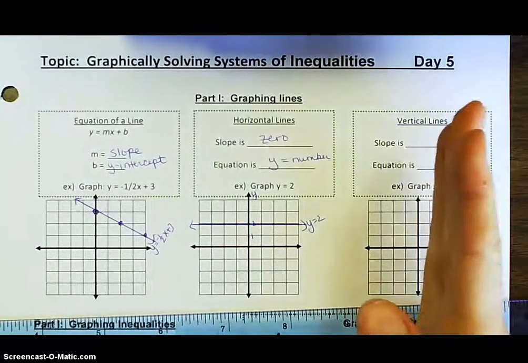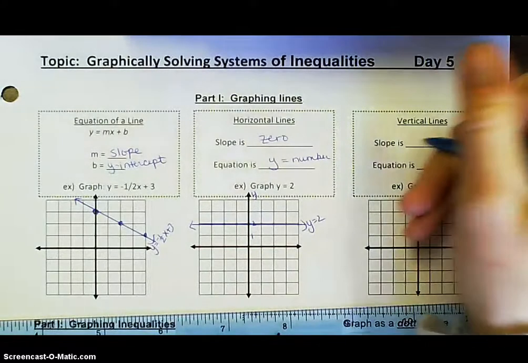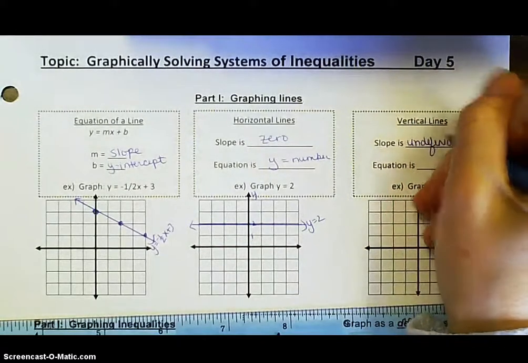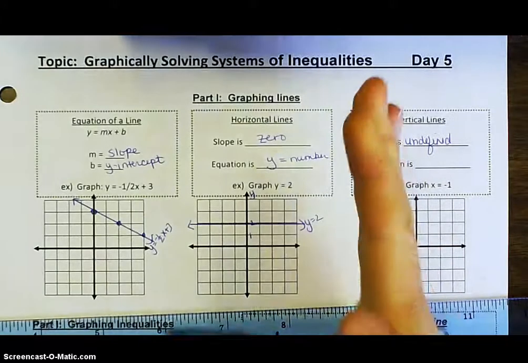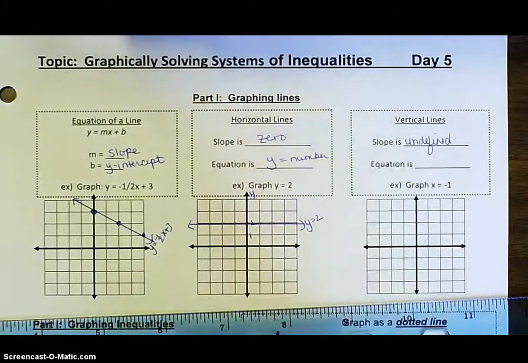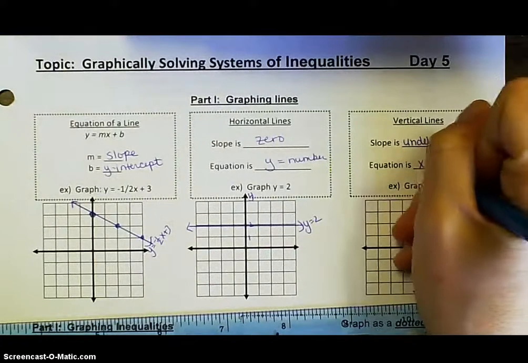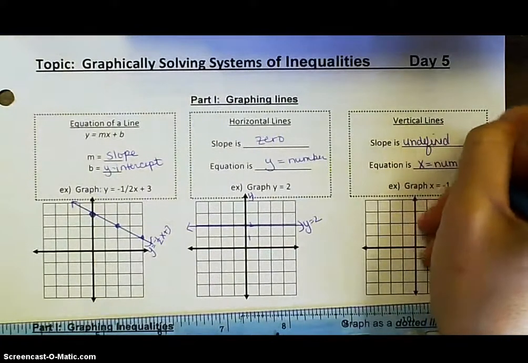Okay, next up, we have vertical line. So vertical line is straight up and down. Now a vertical line, its slope is undefined. And the reason its slope is undefined is because a line going straight up and down, it is not a function because it fails the vertical line test. Its equation is x equals a number.